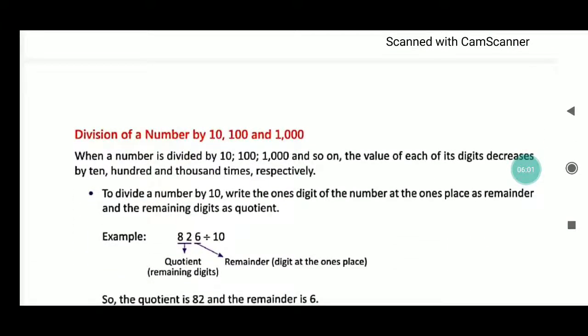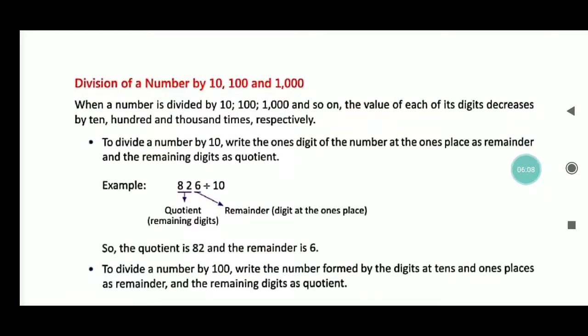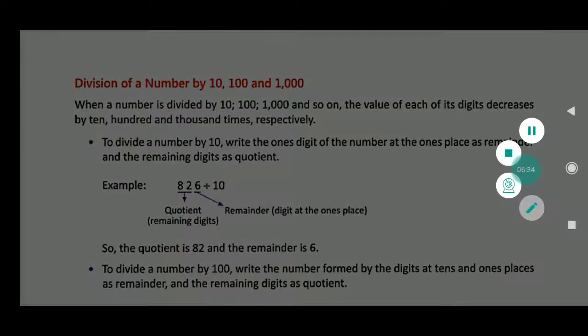Now, division of a number by 10, 100 and 1000. What we have done in multiplication, same thing we will do, but only the division part will be here. When a number is divided by 10, 100, 1000 and so on, the value of each of its digits decreases by 10, 100 and 1000 times respectively. To divide a number by 10, write the ones digit of the number at the ones place as the remainder and the remaining digits as the quotient. See here what is given.